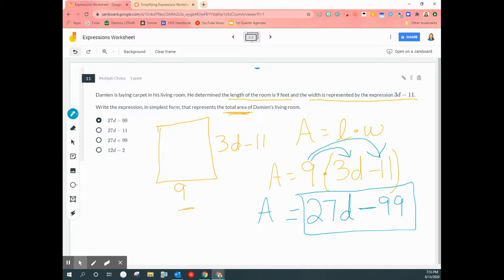All right? So that gives you problems 10 and 11. On Monday, we're going to look at more word problems. Okay? We're going to start using what we've learned about expressions and putting it to some real world problems. So again, let me know if you have any questions or you need any help.